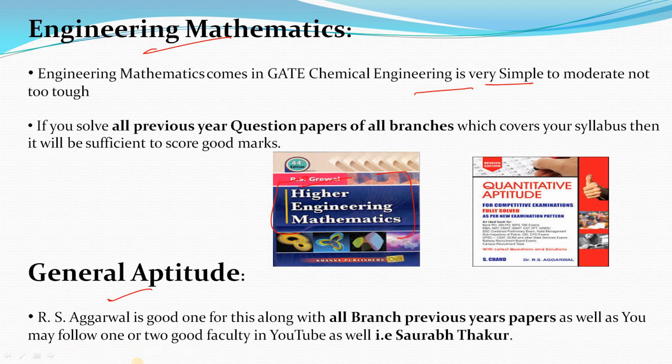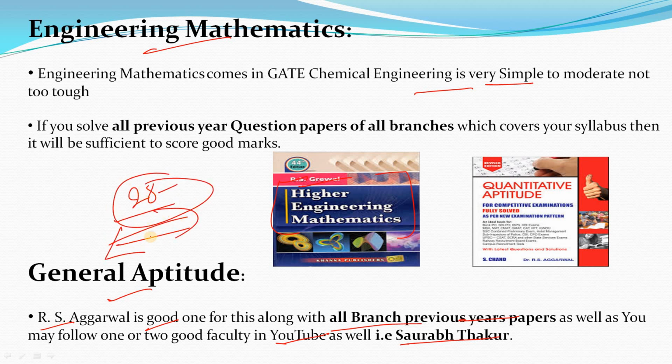Now for general aptitude, you know, RS Agarwal is an all-time favorite for everyone. Otherwise you can solve all the previous year papers. Or you can follow one YouTuber, Saurabh Thakur, for GATE aptitude. These two subjects are the ones students prepare at a later time, and these two subjects carry approximately 28 marks in chemical engineering. These are subjects which you should prepare along with other technical subjects.